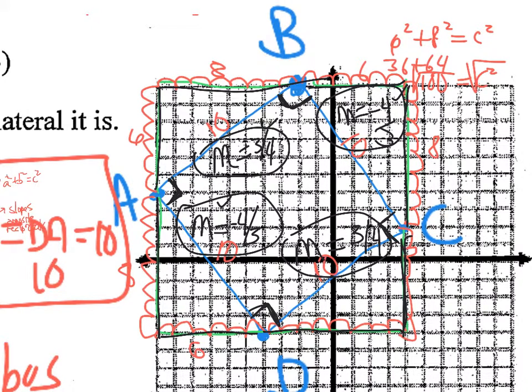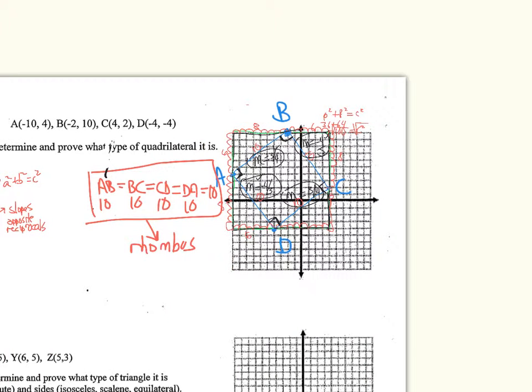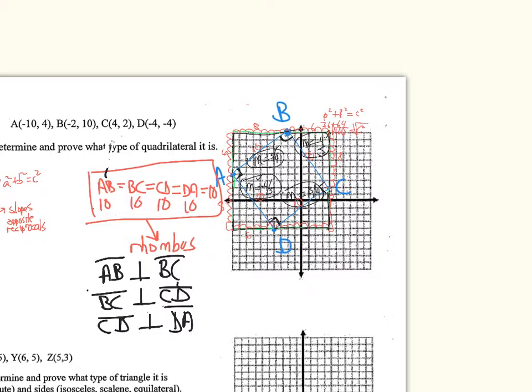Okay, so writing that up in my coordinate proof. So now I will say segment AB is perpendicular to segment BC. I could say segment BC is perpendicular to segment CD. Segment CD is perpendicular to segment DA. And segment DA is perpendicular to segment AB.